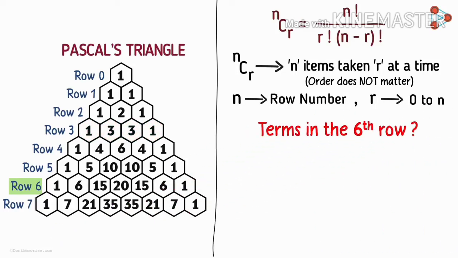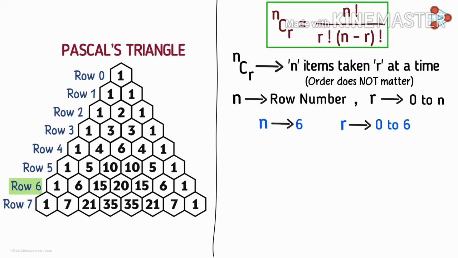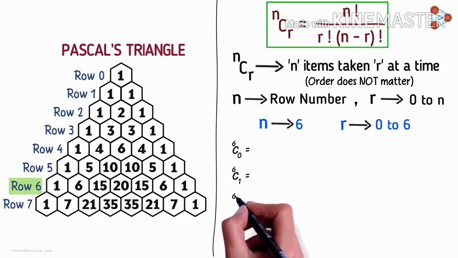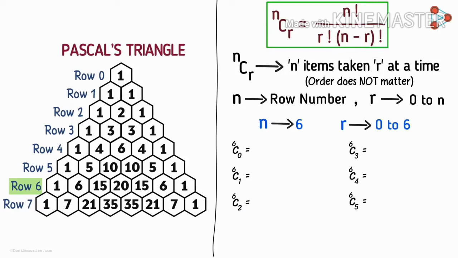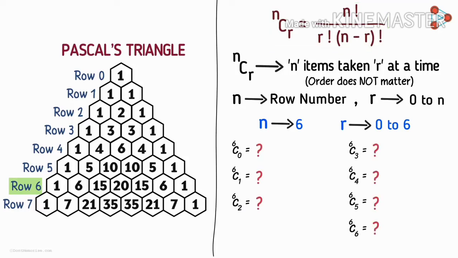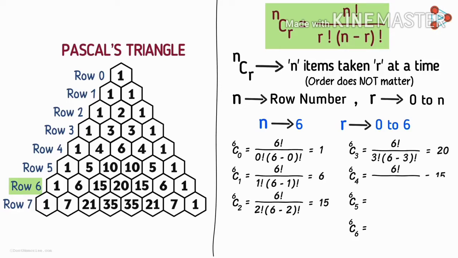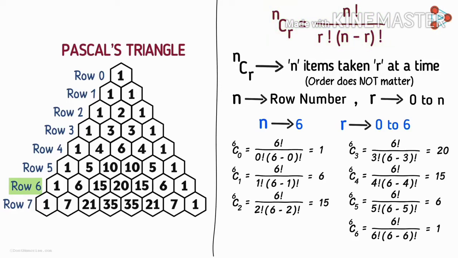We have to find the numbers in the sixth row. So here, n will be equal to 6 and r will take values from 0 to 6. By using the formula of combinations, we find the values of 6C0, 6C1, 6C2 and so on up to 6C6. Try finding out each of these values using the formula we saw earlier. We get these values as 1, 6, 15, 20, 15, 6 and 1. And yes, these are the terms in the sixth row of the Pascal's triangle.